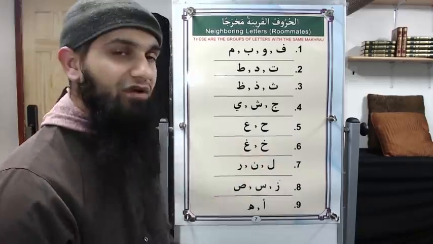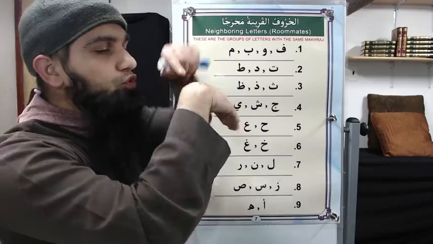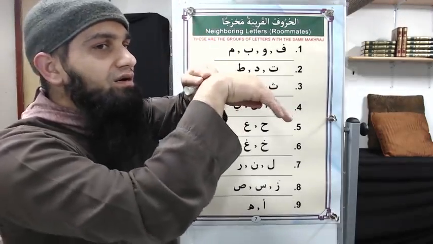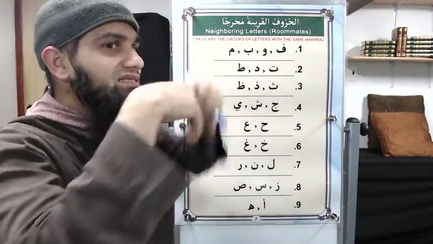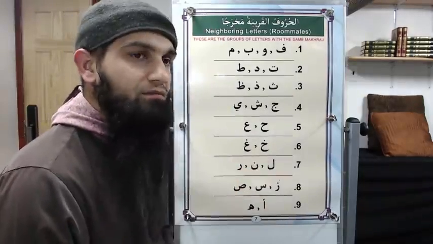Now, where do they come from? They come from the top part of the throat, right? Where the root of the tongue raises against the uvula and produces the sound. So we have one, Kha.